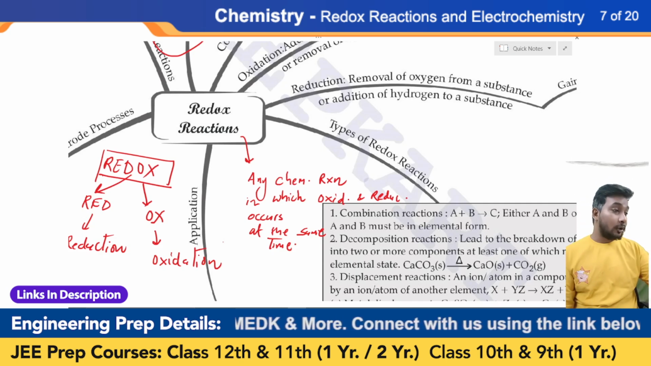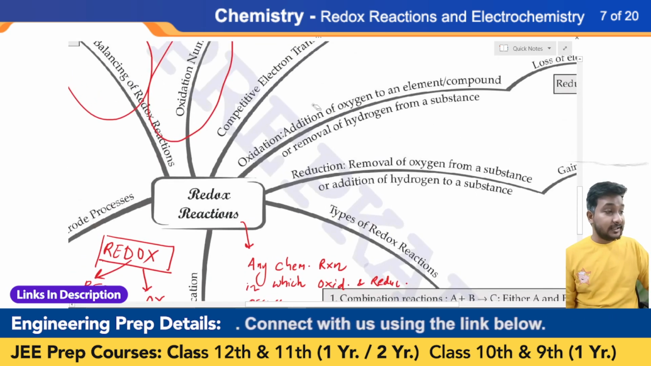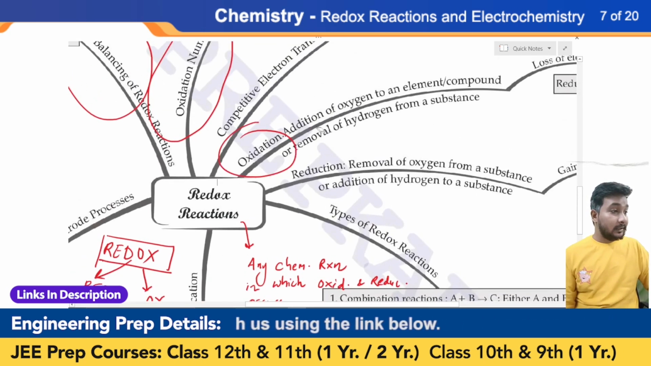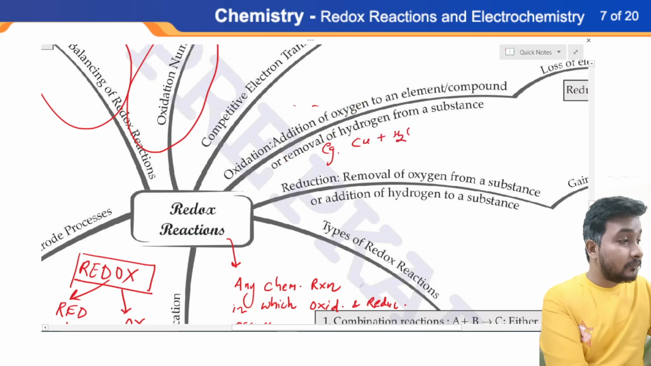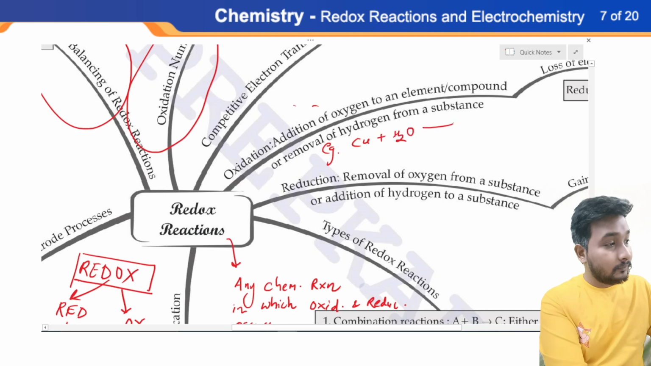Now according to the flowchart, what is the oxidation process? Addition of oxygen to an element or compound, or removal of hydrogen from a substance. We can see that with one example. Suppose I am reacting copper with water at very high temperature. So what will be produced? Copper oxide along with hydrogen gas.